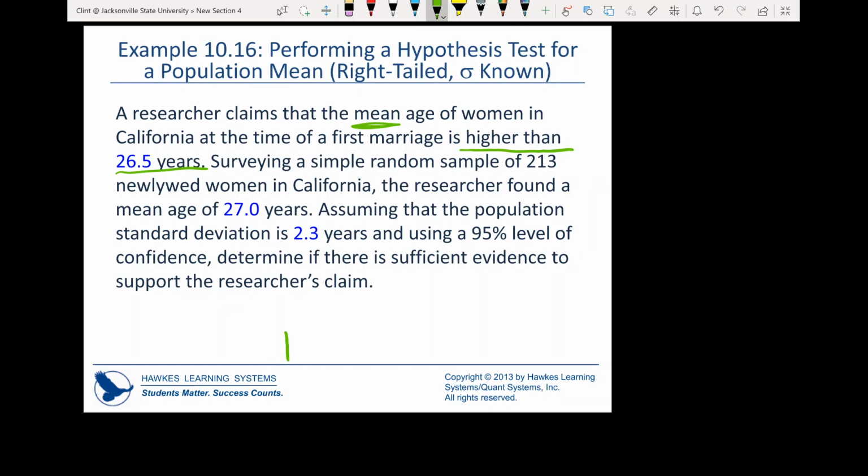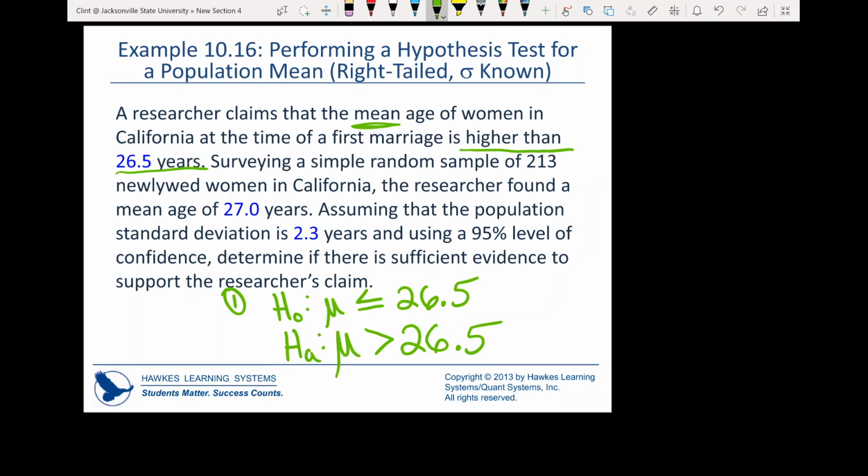So our alternative hypothesis, we're dealing with the mean, we're making a claim about that, and we're claiming that the mean is greater than 26.5. Okay. So now we know that our null hypothesis has to be the opposite of that, and it has to include equality. So the null hypothesis is going to be that the mean is less than or equal to 26.5 years old. Okay, so we've got to do that before we can do anything else. And on a lot of the Hawks problems, this would be step one, right? It'll start you off with that step.